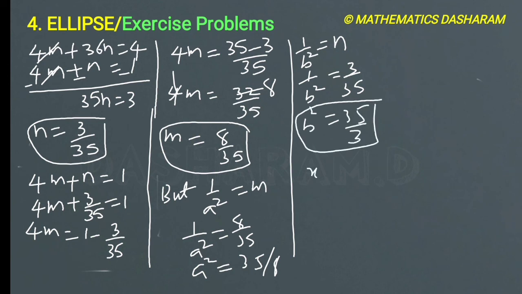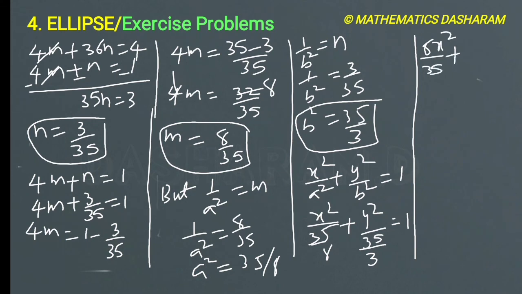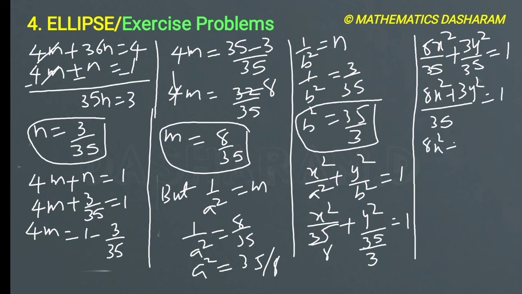Now select the standard form of ellipse, that is x square by a square plus y square by b square equals 1. Substitute the a square and b square values. x square divided by 35 by 8 plus y square divided by 35 by 3 equals 1. So then 8x square divided by 35 plus 3y square divided by 35 equals 1. Your denominators are same, then 8x square plus 3y square divided by 35 equals 1. So 8x square plus 3y square equals 35 is our required answer.